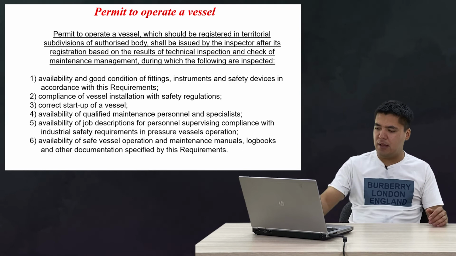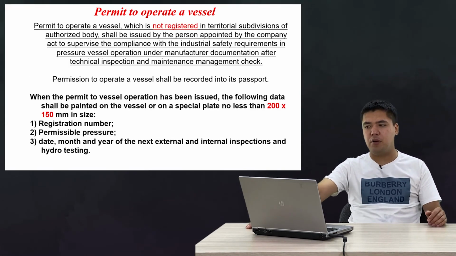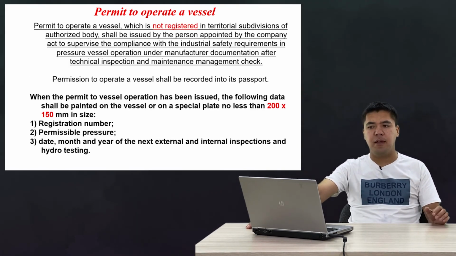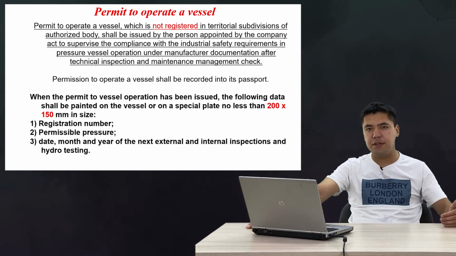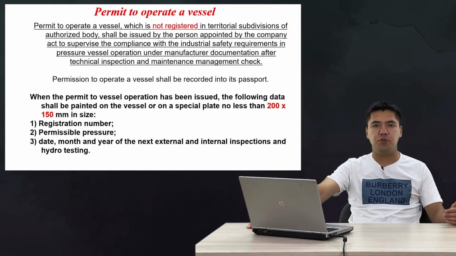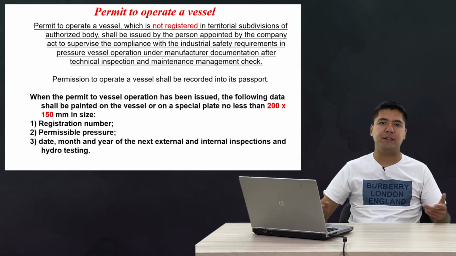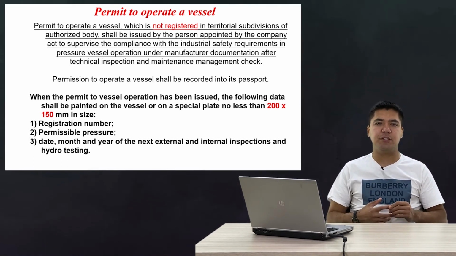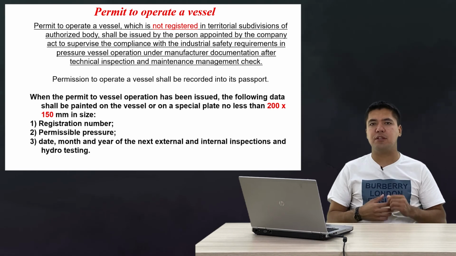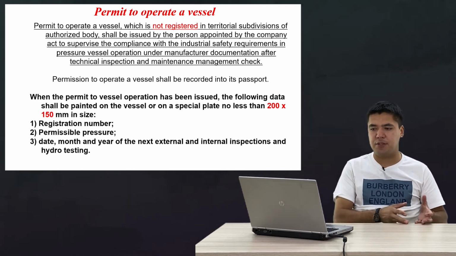And about the permit to operate a vessel, there are some vessels, as I mentioned before, that are not registered with local authorities. In that case, for registration and for obtaining a permit, two parties shall participate. The first party is the expert organization. The second party is the person who is responsible for safety and reliability of pressure vessels inside of the organization.